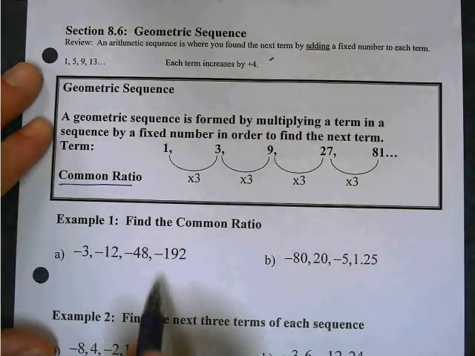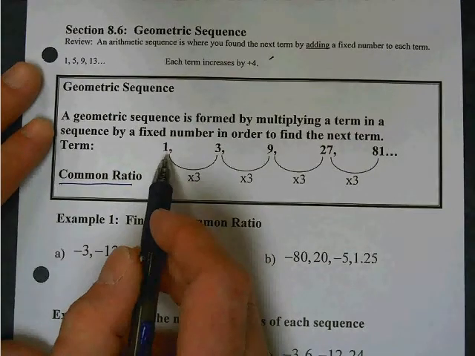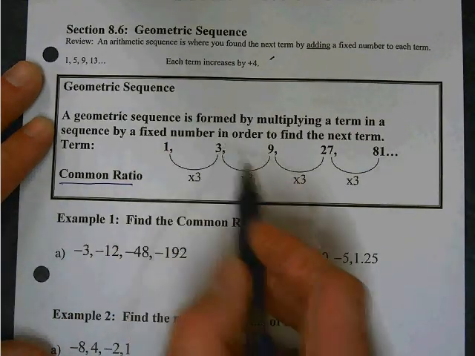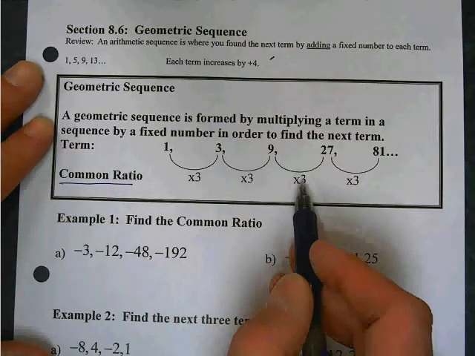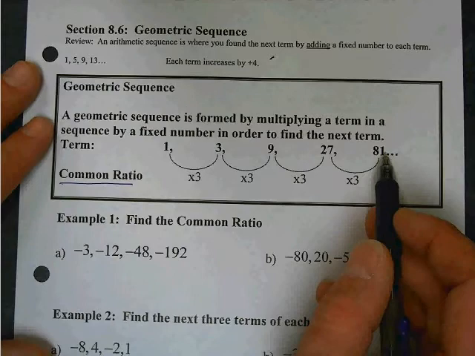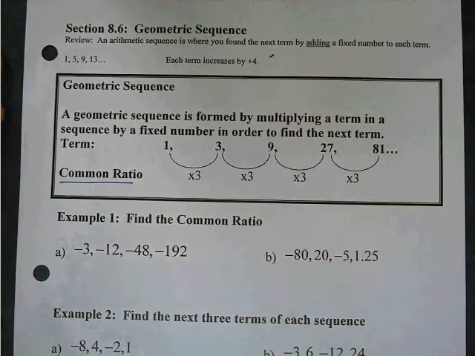So here we have a very simple sequence. I started with the number 1. We multiplied by 3 and got 3. We multiplied by 3 and got 9. Multiply by 3 and get 27, times 3 and get 81. This is called a geometric sequence. Very simply, you're just multiplying by a common number.